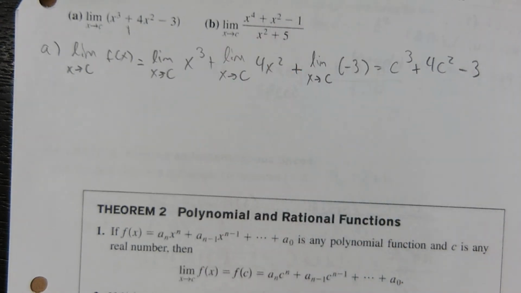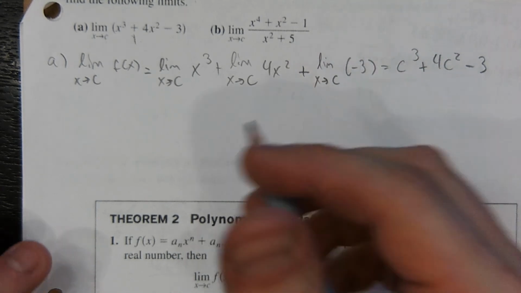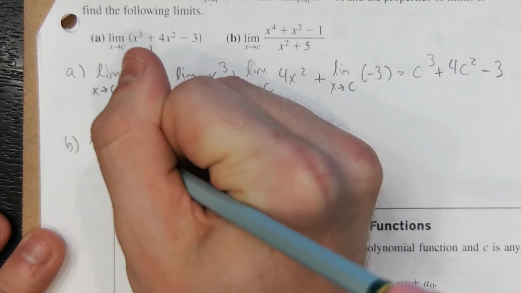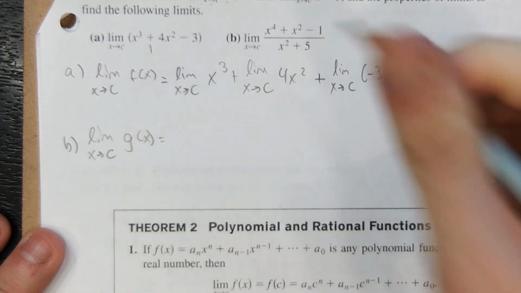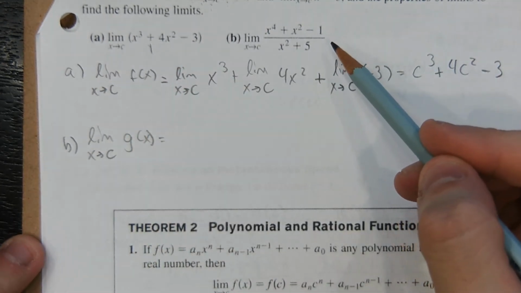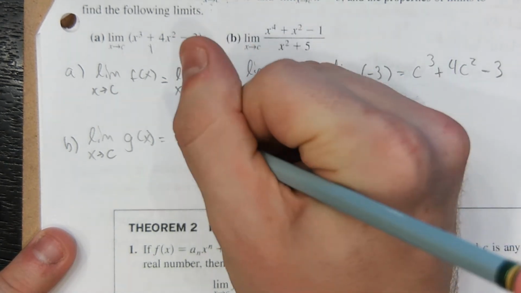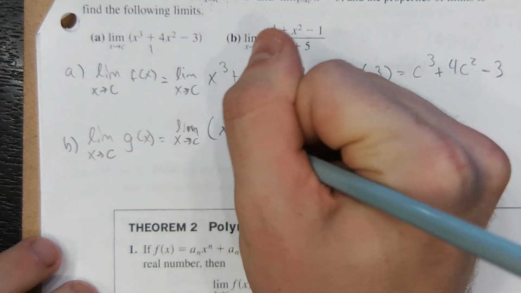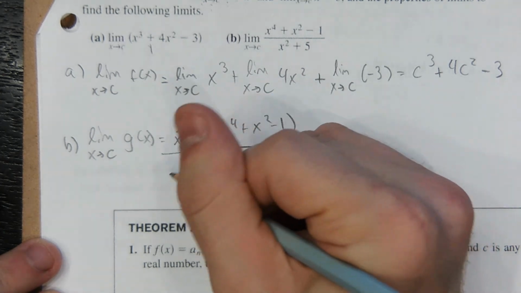Now this one's got a possibility of discontinuities because it's a rational function. A possibility. So for part B, let's call this g of x. The limit as x approaches c of g of x, well, it's a fraction. So I can use my quotient rule. I can do the limit of the top divided by the limit of the bottom.